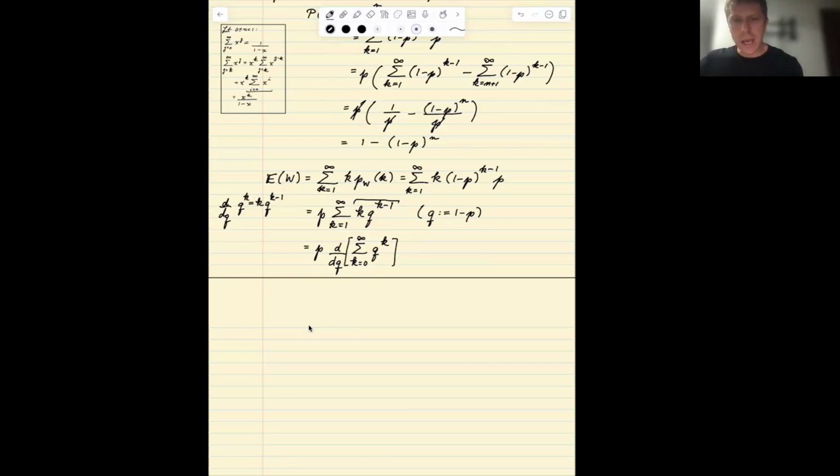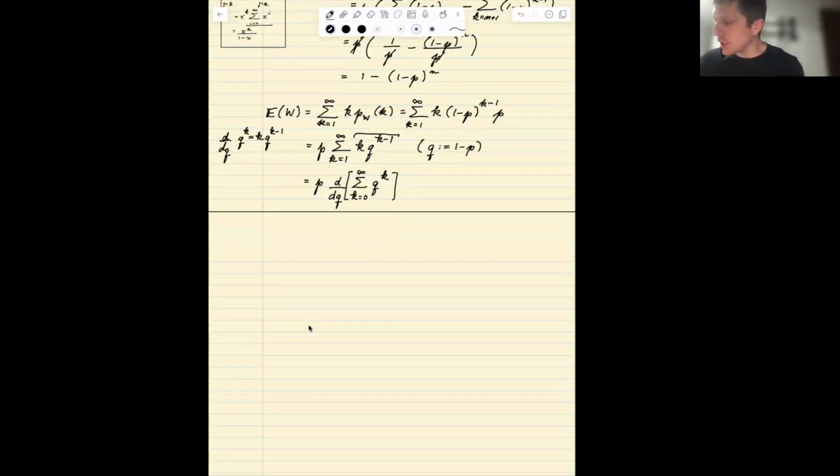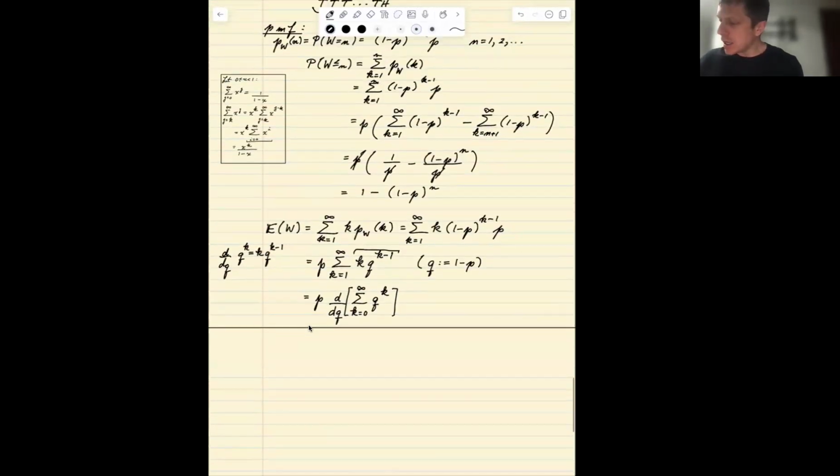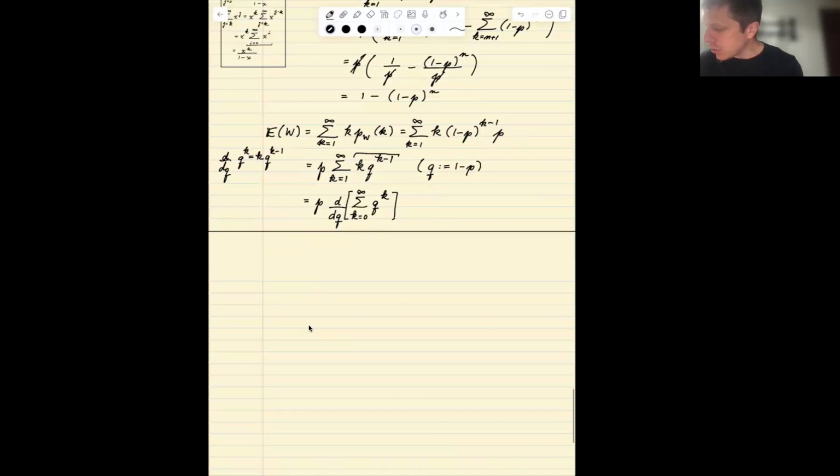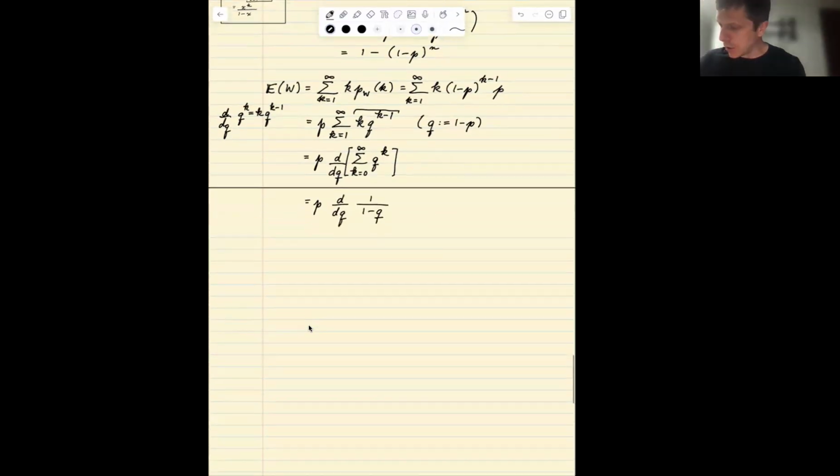Okay, but now why is that so important? Because we know what that sum is. We just did it up here. It's 1 over 1 minus q. So what we're left with is p times the derivative d dq of 1 over 1 minus q. And we know how to take that derivative. That's just going to be p times 1 over 1 minus q squared. 1 minus q is p, so this is actually p over p squared, so this is 1 over p. Okay. So the expectation is 1 over p.